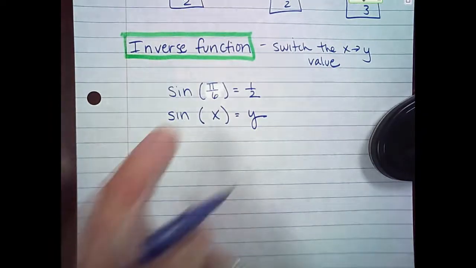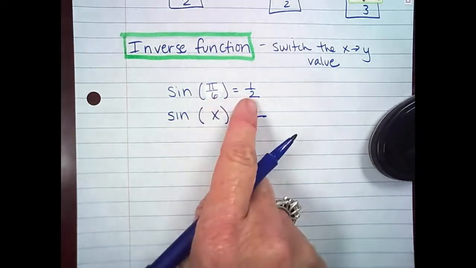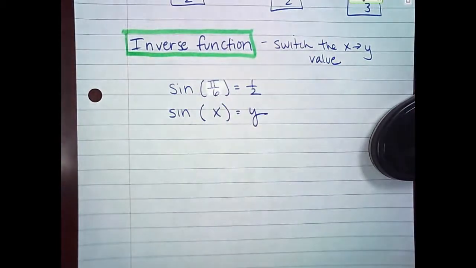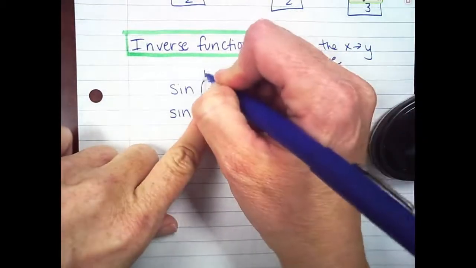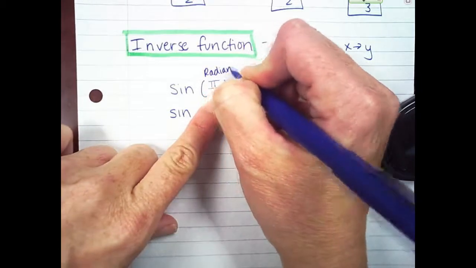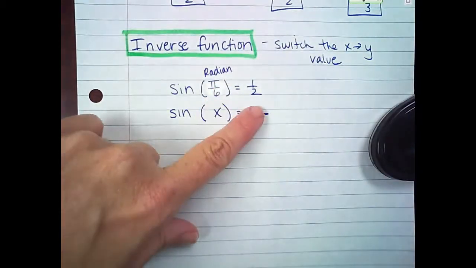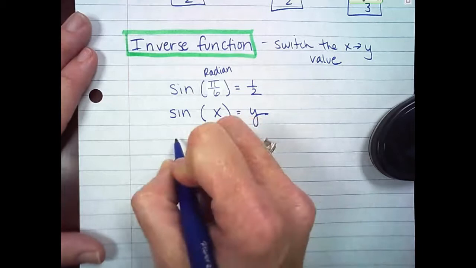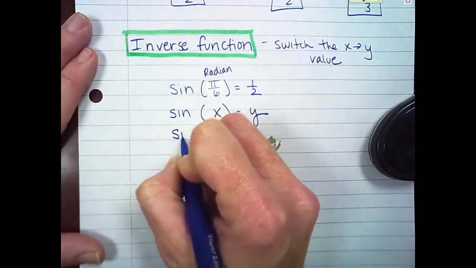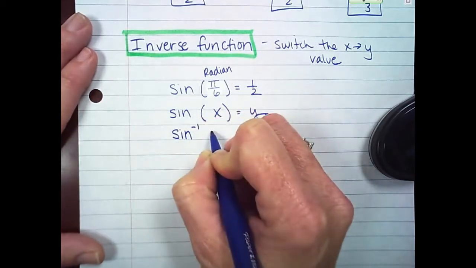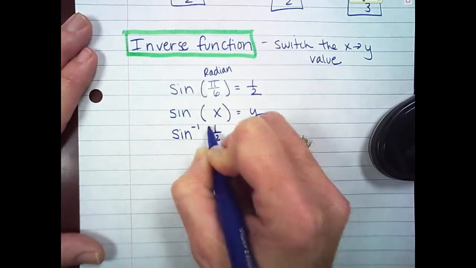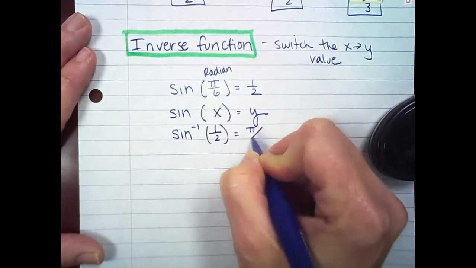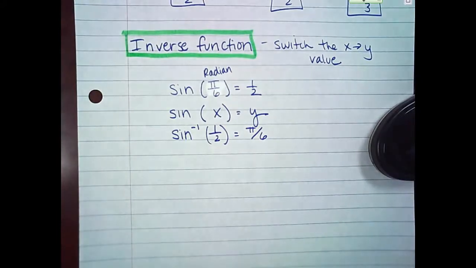So if I give you sine pi over 6, you find for me 1/2, right? If I switch the domain and range, in other words, I gave you a radian value, right? And you gave me an output, right? A point where it was. Now, if I trade them, it turns into an inverse, and I say the inverse sine of 1/2 equals pi over 6. Right?